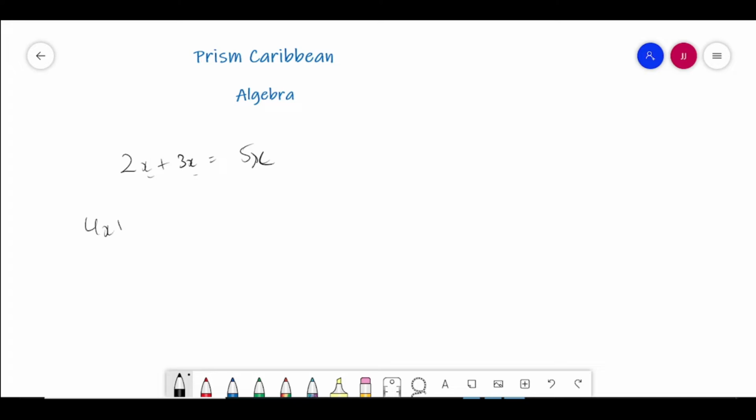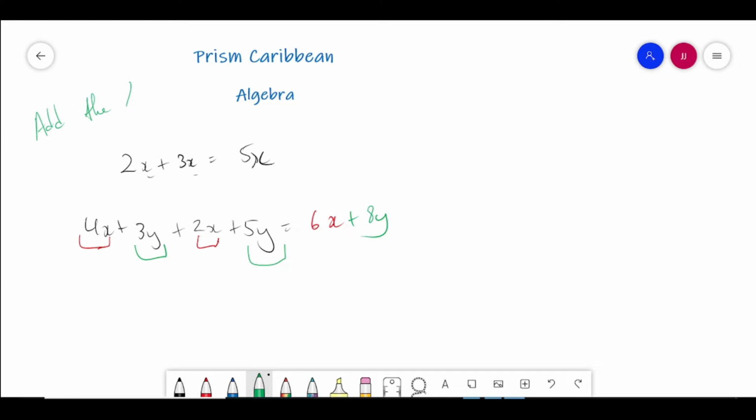Let's say we have 4x plus 3y plus 2x plus 5y, right? Of course, in this case, we add the like terms. So we have the x and x, which will give us 4x plus 2x will give us 6x. And then we have the y's, which is 3y and 5y, added together will give us 8y. And it's as simple as that. We're just writing that here. Add the like terms. And it's as simple as that again.